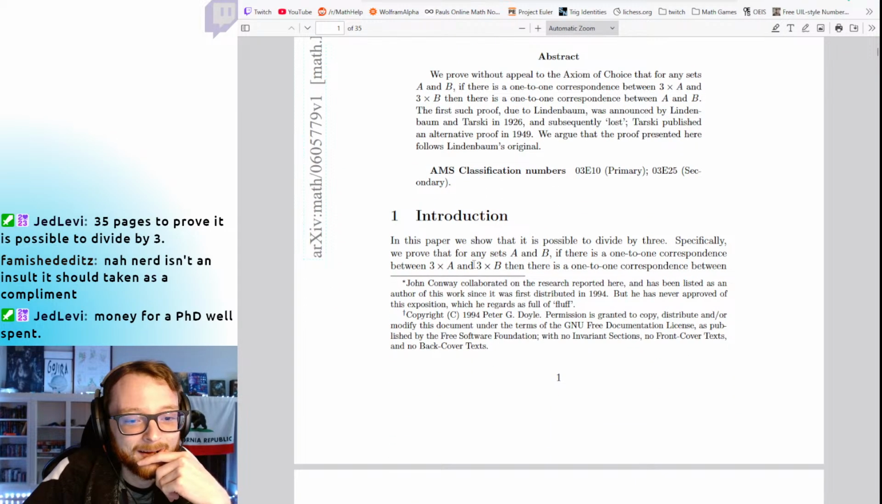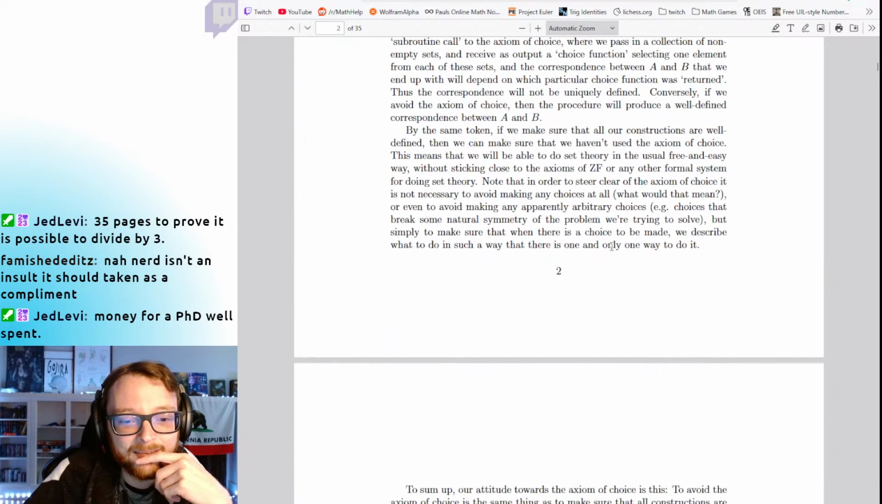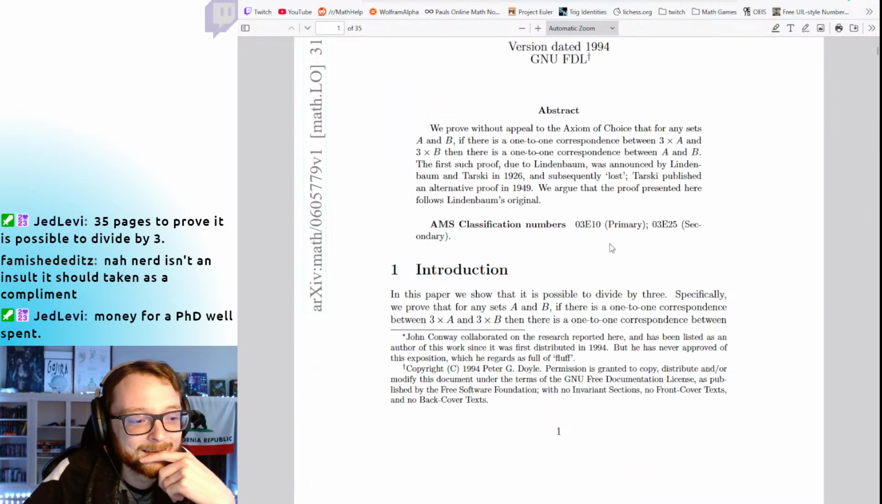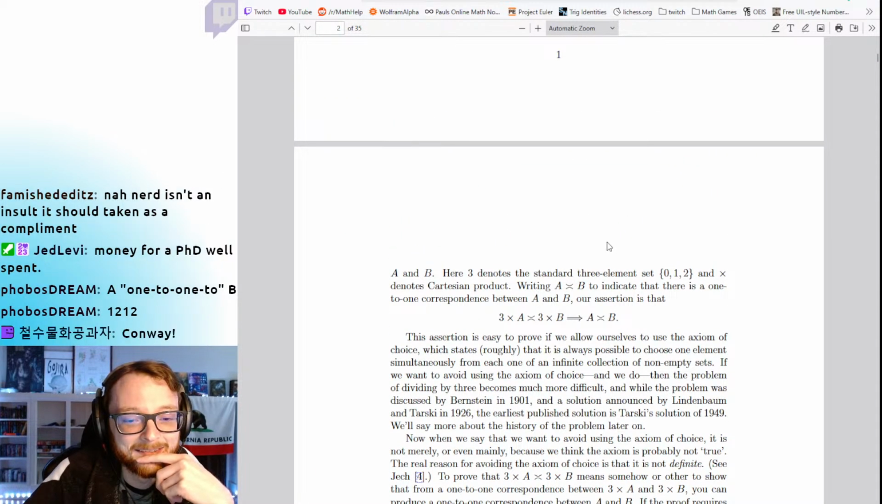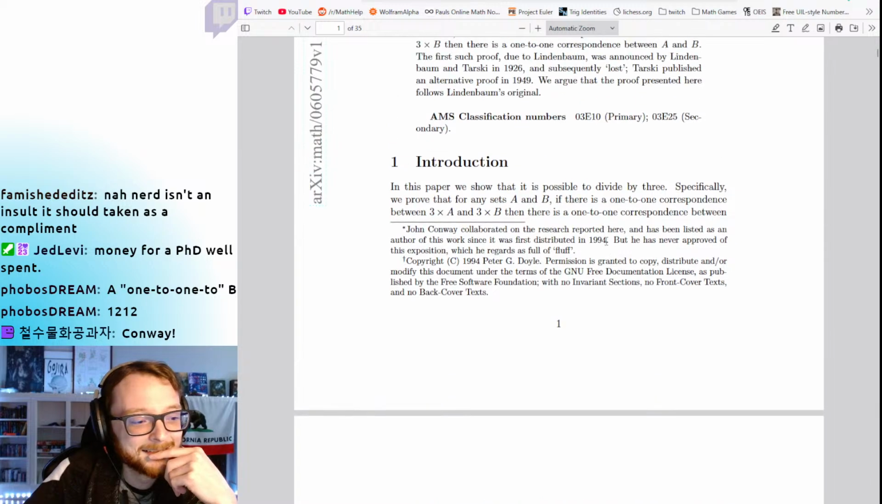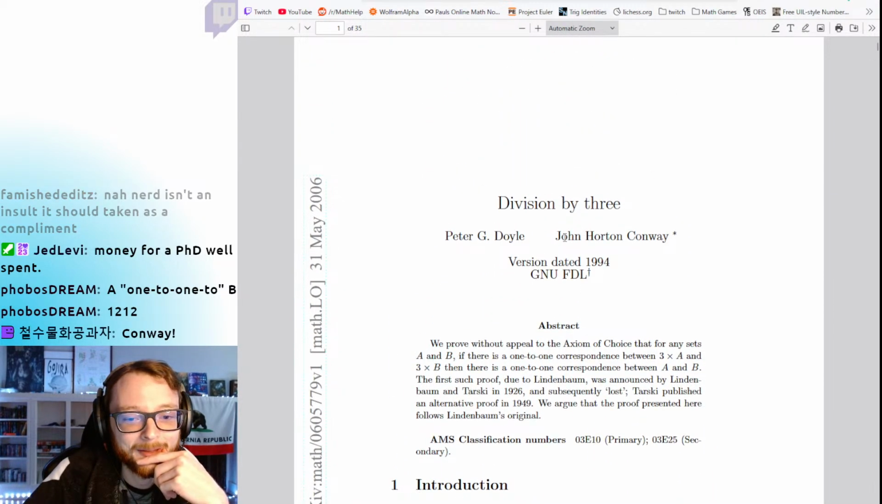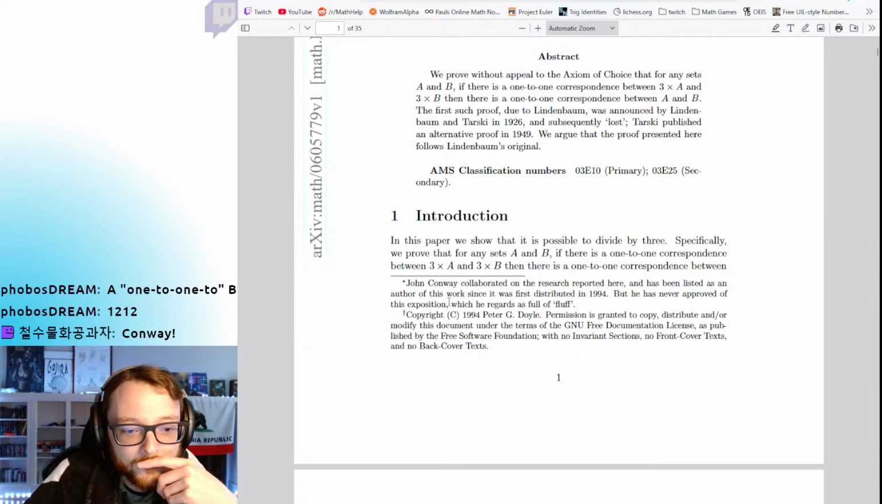oh, I wonder if it might not even be a PhD thesis. 1994. I don't know where it's actually published. A 1-to-1 to B. I guess so. Conway? Do you recognize that name? Why is there an asterisk, by the way? Is this like baseball? Is he doing brain steroids?